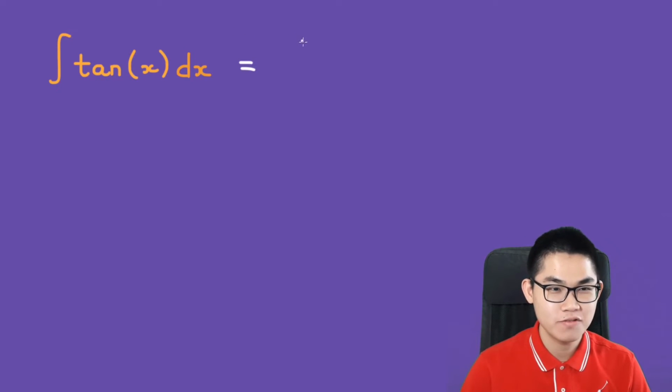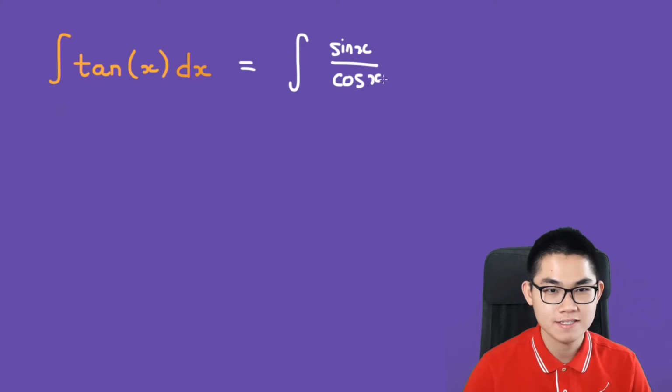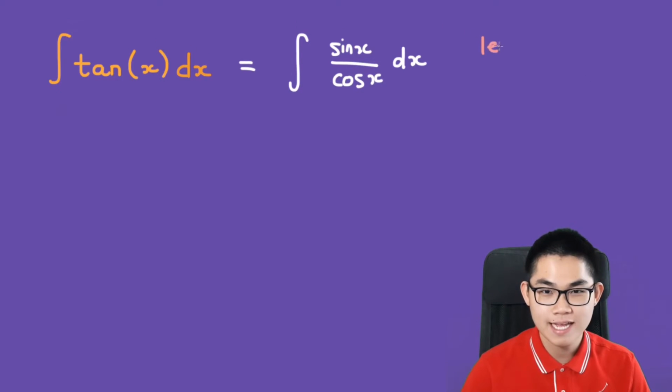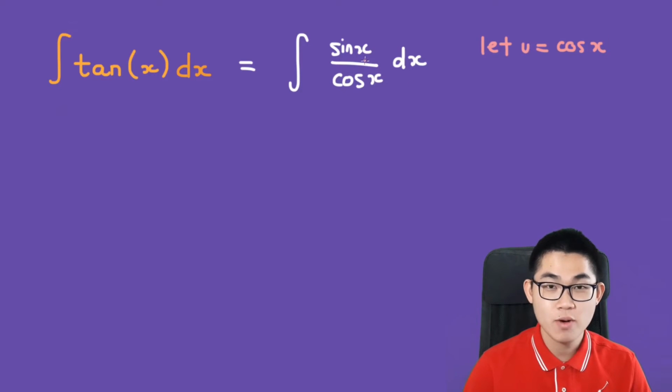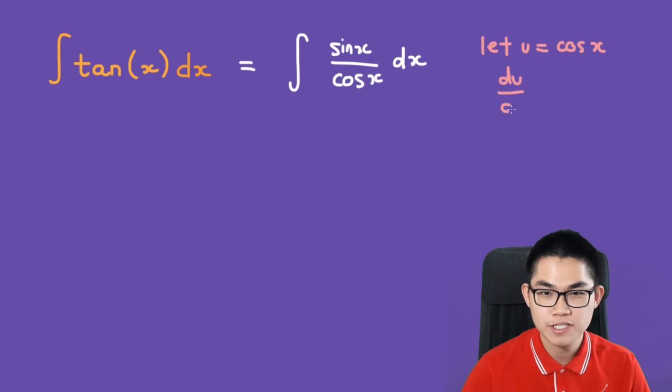The first step is to convert this into sine of x over cosine of x, because tan of x is equal to sine of x over cosine of x. Then the second step is to let u equal cosine of x. The reason I do this is because I want to cancel out the sine of x, which you will see. So du over dx, we differentiate it.